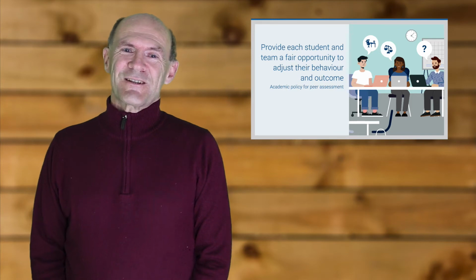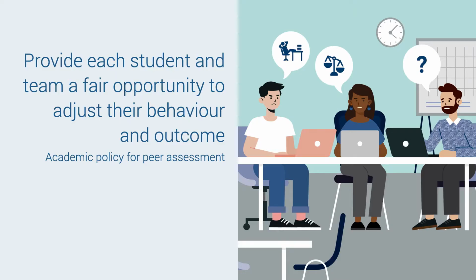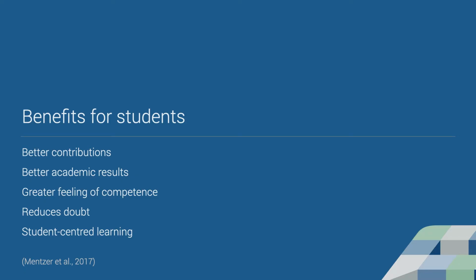There are further reasons to use peer assessment. The most important reason is to provide each student with a fair opportunity to adjust their behaviour and outcome. This is one of 10 academic policies we advocate for the conduct of group assignments and peer assessment. With timely, formative peer feedback conducted early in the group work, students gain the opportunity to adjust their behaviour to deliver better contributions and achieve better academic results for both their team and themselves.